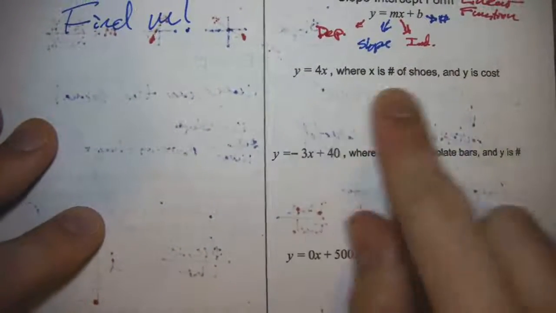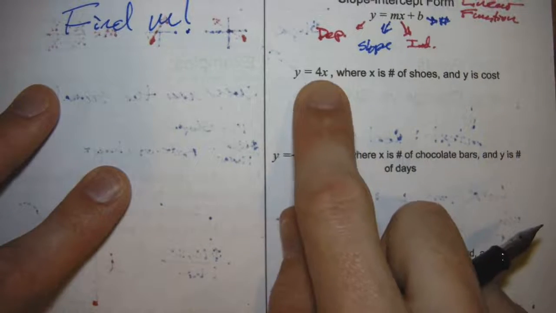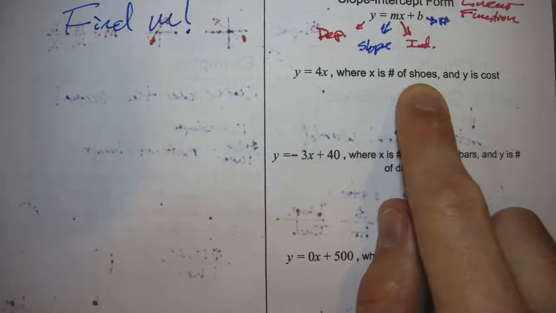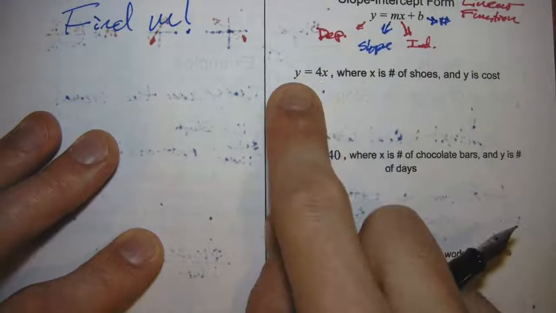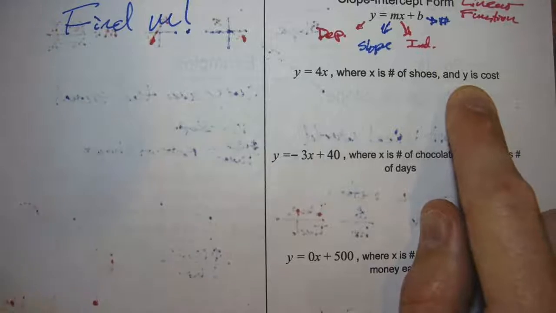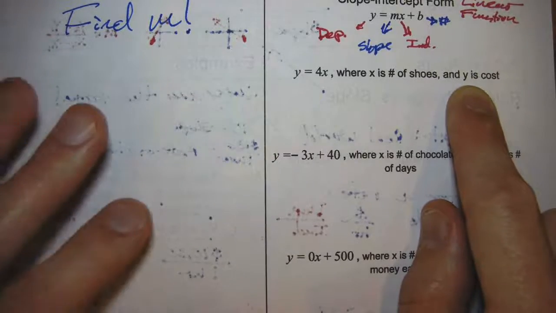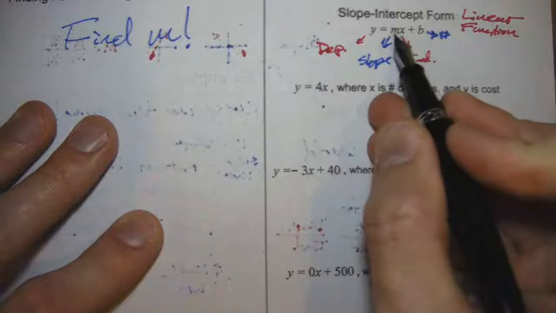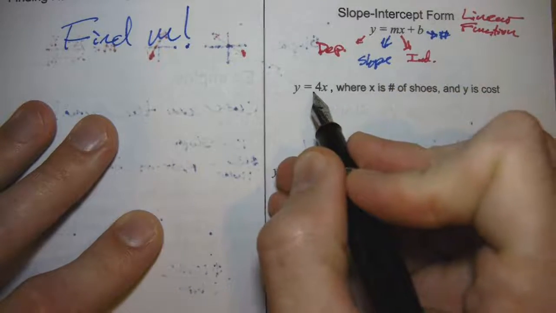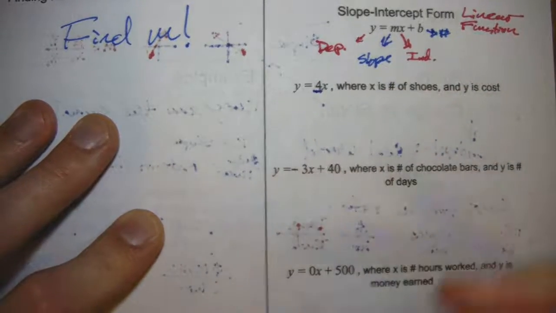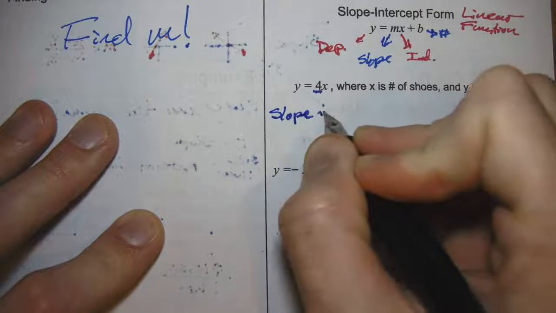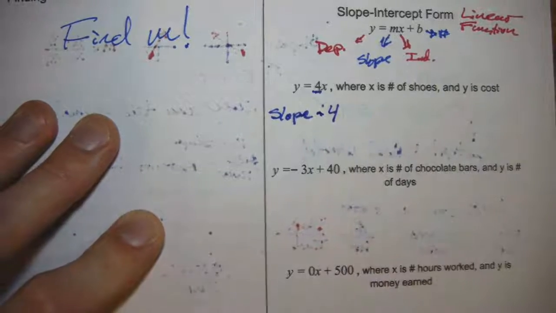Here's a function to describe a real-world situation. The x's represent, remember, independent, the number of shoes. So maybe it's the number of shoes that a company is making. And the y represents the cost, maybe how much money it costs to make the shoe. Who knows? If I'm going to find the rate of change, it's the number in front of x. So right here, there it is. So my slope, simply put, is 4.